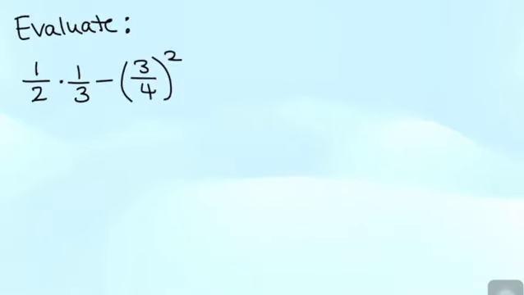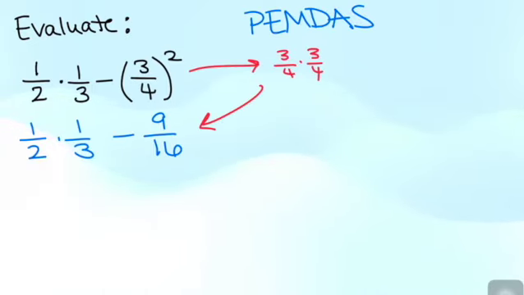Now we can also apply our order of operations to problems with fractions. If I want to evaluate 1/2 times 1/3 minus 3/4 squared, I can use my PEMDAS. So I'm going to start by dealing with this exponent. 3/4 squared means 3/4 times 3/4. If I multiply straight across, 3 times 3 is 9, 4 times 4 is 16. So 3/4 squared is 9 over 16. Now we have 1/2 times 1/3 minus 9/16.